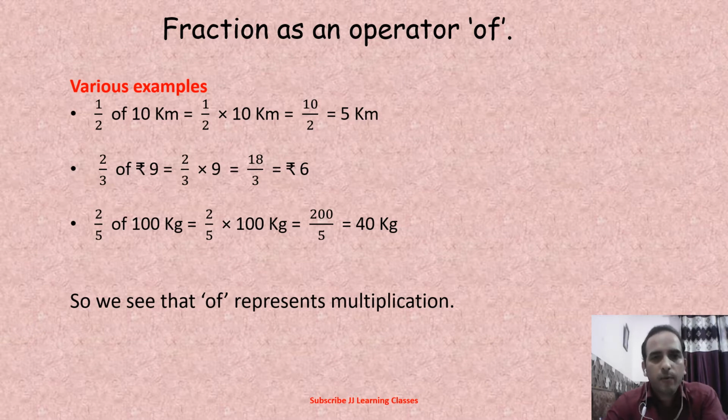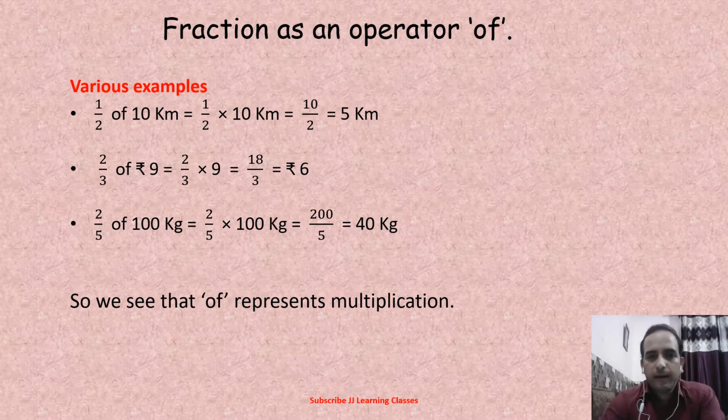So that is another way of doing it, but you should first multiply with the numerator and then divide by the denominator, and you will get the result, that is rupees 6 here in this case. 2/5 of 100 kilograms: we have converted "of" into a multiplication sign and multiplied 100 with 2, so 100 times 2 becomes 200, and then divided by 5, so it's 40 kilograms. So you can understand the meaning of "of" here in case of the fraction as an operator.